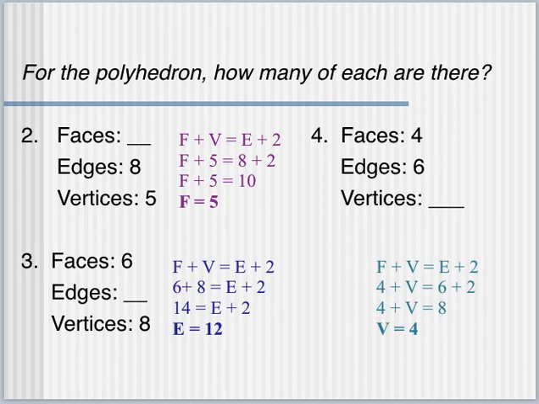Check your answers. For number 3, you should get that there are 12 edges. For number 4, you should get that there are 4 vertices.